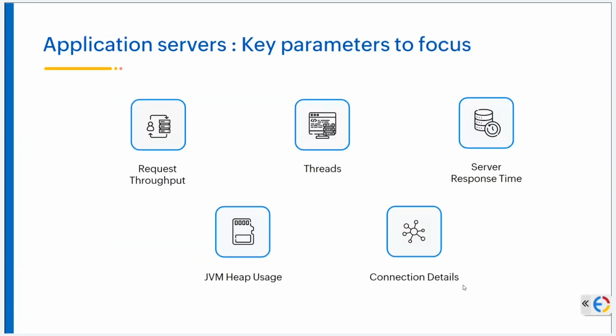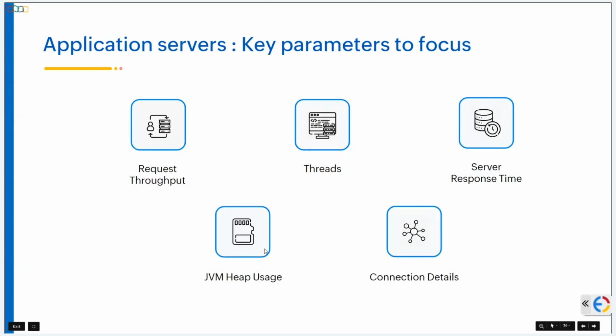So for application servers, the key performance metrics that you need to focus on are request throughput, threads, server response time, JVM heap usage, and connection details. Among the critical metrics for these application servers that I just listed, JVM heap usage stands out. It acts as a vital gauge for identifying memory-intensive sections of your Java application. By monitoring this metric, you can pinpoint memory hogs, detect memory leaks, and optimize memory allocation.